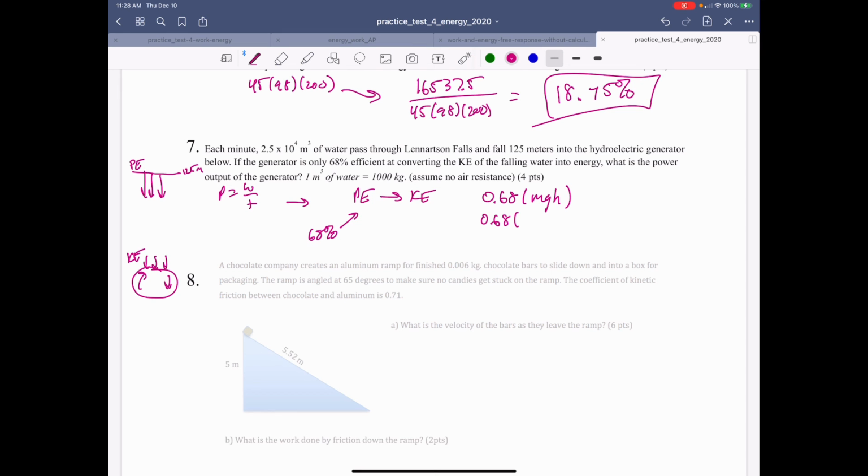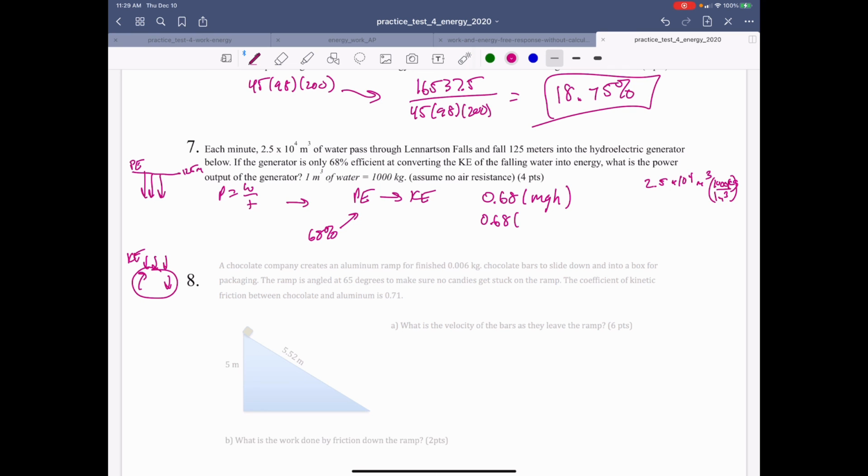1 meter cubed of water is 1,000 kilograms. This is really a density conversion. I'm going to skip showing every single step, this is basic conversions. But actually, I'll show it. If you have that amount of water, and 1 meter cubed is 1,000 kilograms, that's how you would do the conversion.